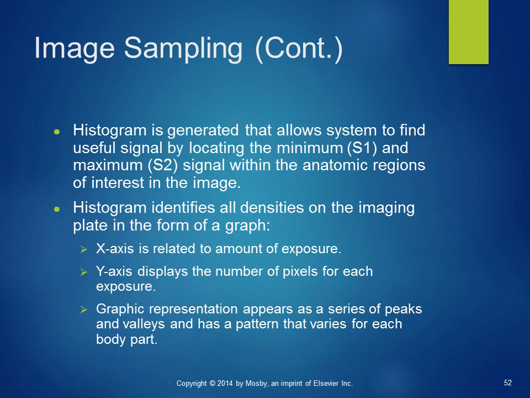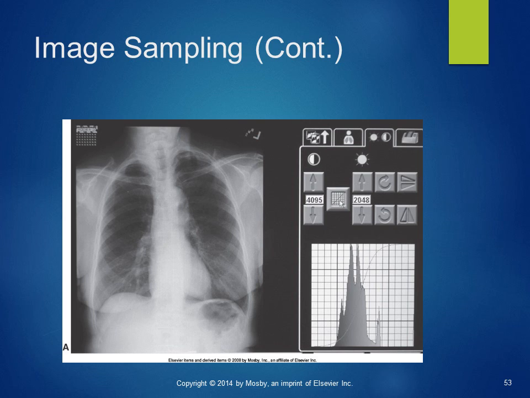The histogram allows systems to find the useful signal by locating the minimum S1 and maximum S2 signal within the anatomic regions of interest in the image. The histogram identifies all densities on the imaging plate in the form of a graph. The X-axis is related to the amount of exposure. The Y-axis is the number of pixels for each exposure. The graphic representation appears as a series of peaks and valleys and has a pattern that varies for each body part. An example of those peaks and valleys is at the very bottom of your screen in the right corner of this image.